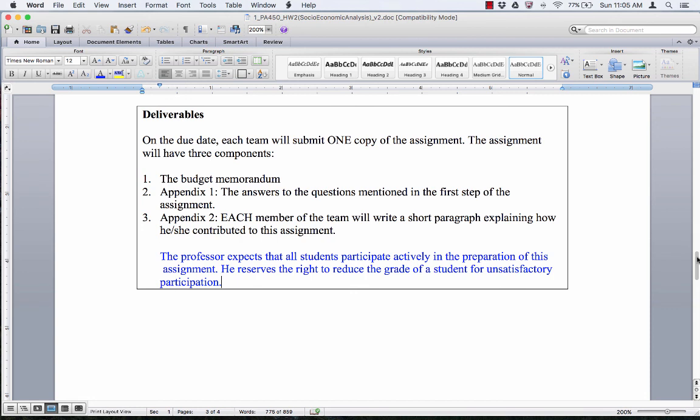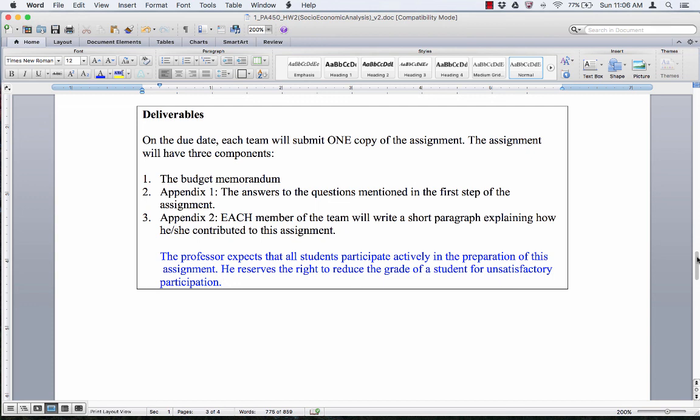You are going to write the budget memorandum as a team, and on the deadline, you are going to give me the following deliverables. You are going to create 1 document per team, and each document will have 3 components. The first component, the one that I want to see on top of your budget packet, will be the budget memorandum. That is the first document that I want to see, and is the first document that I am going to read.